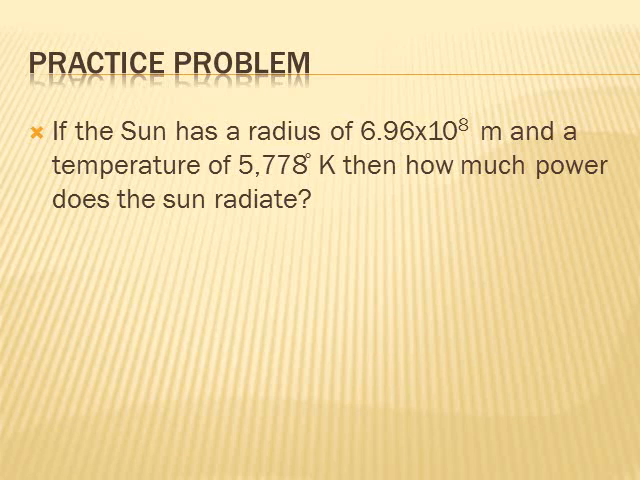Let's try a quick practice problem. If the sun has a radius of 6.96 times 10 to the 8th meters, which it actually does, and a temperature of 5,778 degrees Kelvin, then how much power does the sun radiate? Okay, you can pause it and try and solve this, but to solve it, just keep in mind that we're going to use the same equation we just discovered, right? Except that since the sun is pretty much a black body, we're going to plug in one for the emissivity, right? And that's just going to pretty much go away.